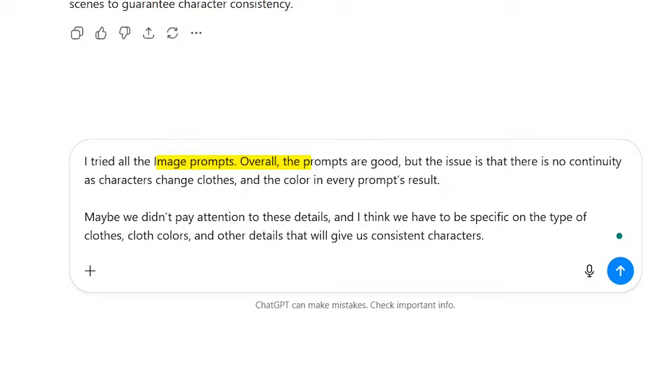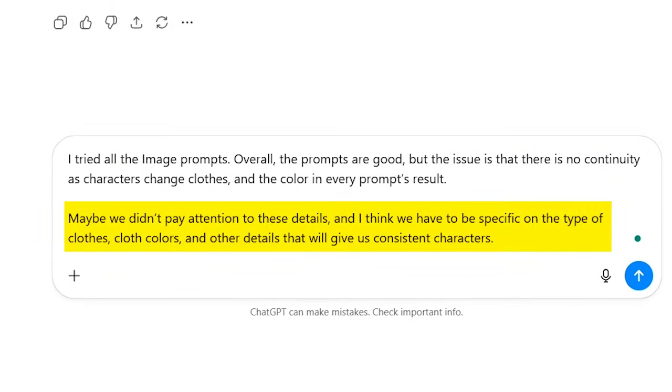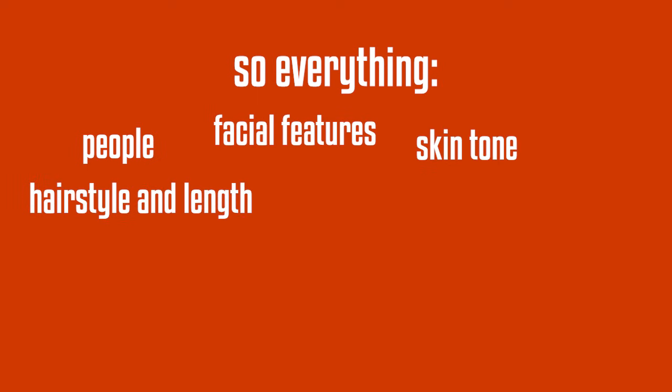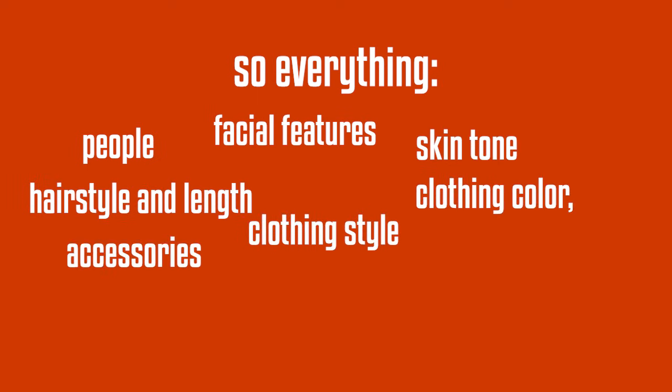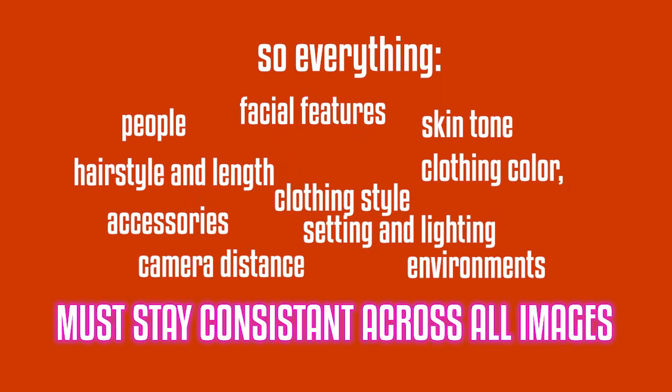I went back to ChatGPT and told it the issue I'd faced with the first 3 prompts. I then asked it to refine them, so everything from people, facial features, skin tone, hairstyle and length, clothing style, clothing color, accessories, setting and lighting, camera distance, and environments must stay consistent across all images. But this was still not enough. This next trick was a game changer.